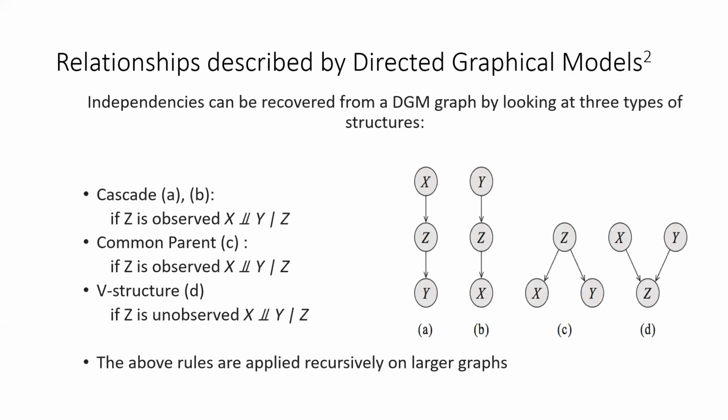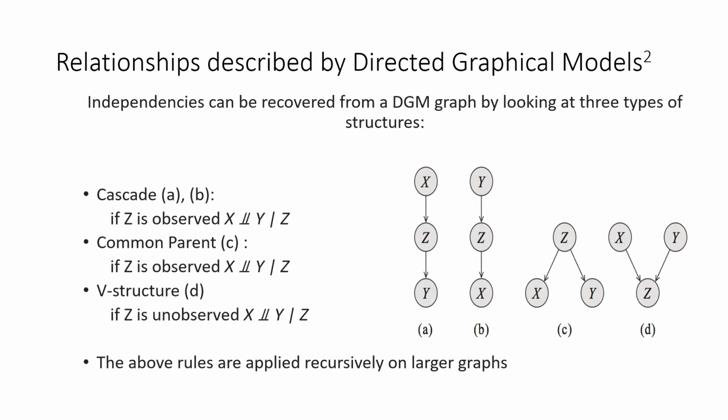Now, before finishing with directed graphical models, I want to describe the types of dependencies and independencies. I keep saying dependence, but what the graph really describes is independencies. So what are the types of dependencies that the directed graphical model can describe?